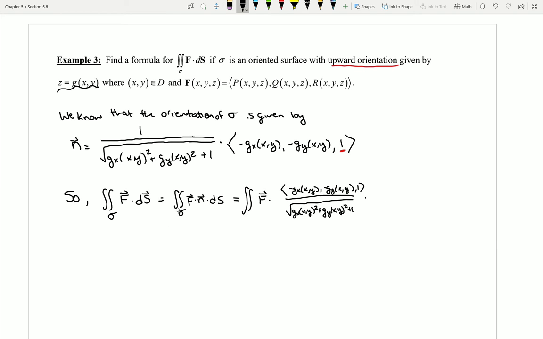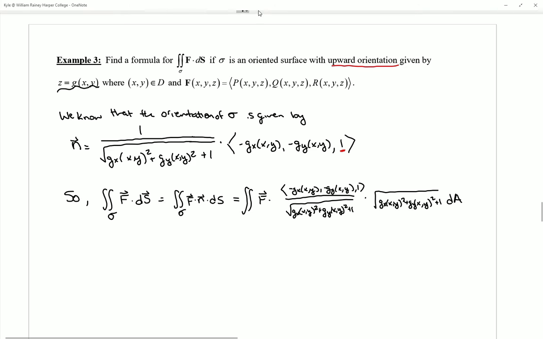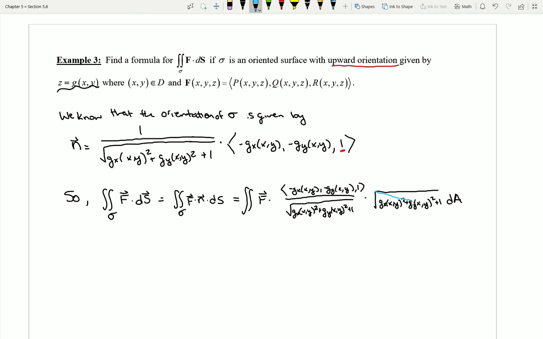And then I would still have to replace this dS. But again, dS has a very easy replacement that we also saw in the last section. It's going to be the square root of g_x(x,y) squared plus g_y(x,y) squared plus 1 dA. And so what we can actually see here is that if I'm starting with a function as opposed to a parameterization of the surface, I still get a nice simplification here.